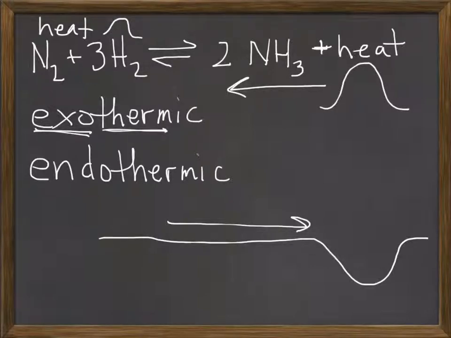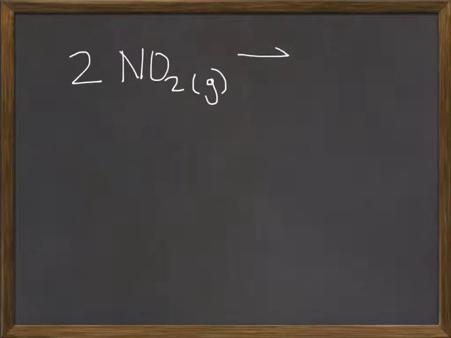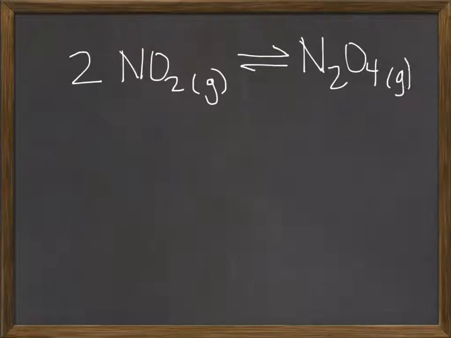Now, do you remember what the last way to stress out a system is? Well, it had to do with pressure, right? So let's go back to our initial reaction. Let's look at this 2 nitrogen dioxide, and I'm going to specify that this is gas, and this can turn into dinitrogen tetroxide, which also happens to be a gas. Now, what if I increase the pressure? What's happening to this system?